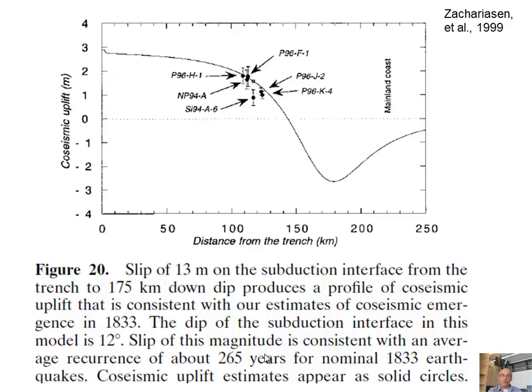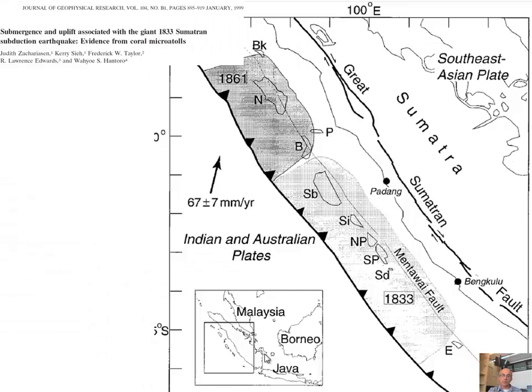So that's for this 1833 patch, which has subsequently had some large events, but probably not complete failures of that surface in 2005 and 2007. So, comments?